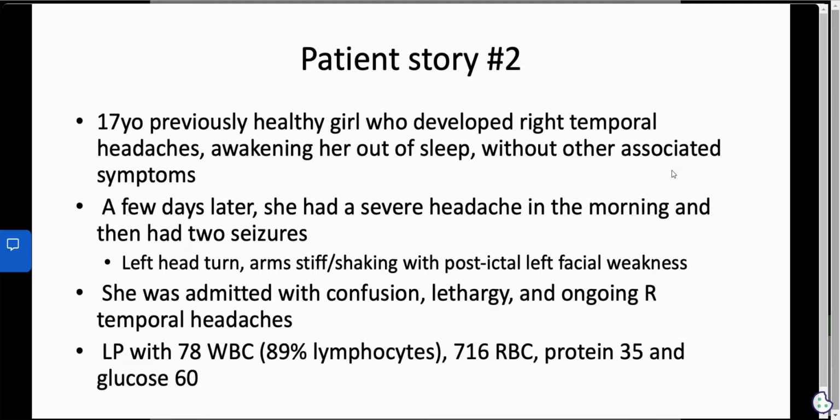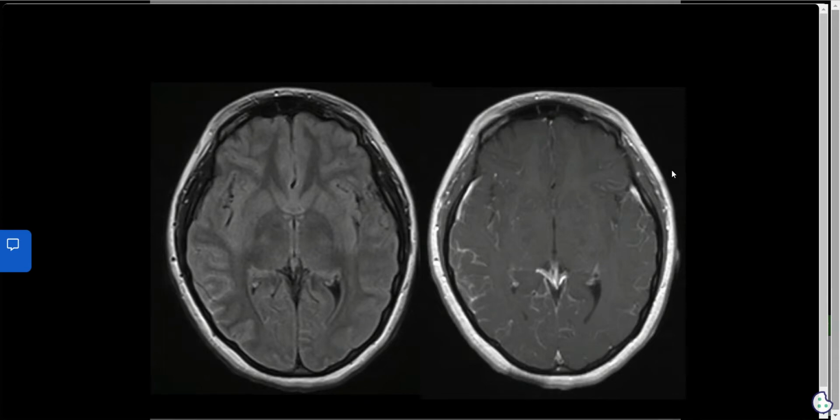A lumbar puncture was performed, and she had 78 white blood cells with 89% lymphocytes. So she meets criteria as well for encephalitis, given the new onset seizures, mental status changes, and the CSF pleocytosis. This was her brain MRI, and here we're looking at an axial FLAIR sequence and then an axial T1 post-gadolinium sequence. We can see on the axial FLAIR images that there is FLAIR hyperintensity in the cortex, particularly in the right posterior region. And on the post-contrast images, we see increased contrast enhancement along the leptomeningeal space on both sides, but predominantly on the right side.